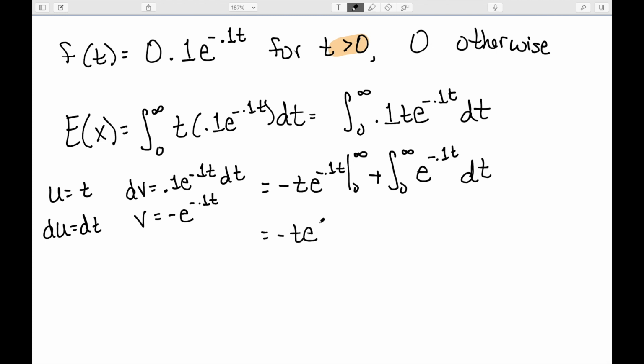So negative t e to the negative 0.1 t minus 10 e to the negative 0.1 t, all taken between 0 and infinity. And when we do this, we end up with just 10. So the expected value of this particular PDF and this particular random variable is 10.